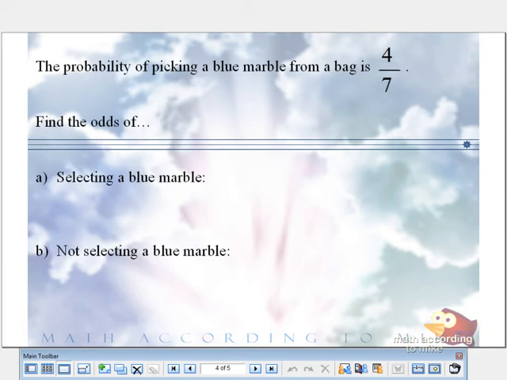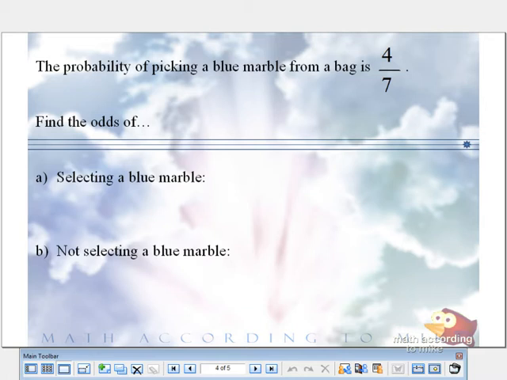The probability of picking a blue marble from a bag is 4/7. Find the odds of part A, selecting the blue marble. Since we want the odds in favor of picking a blue marble, we'll use that first line there. What's the probability of picking a blue marble?